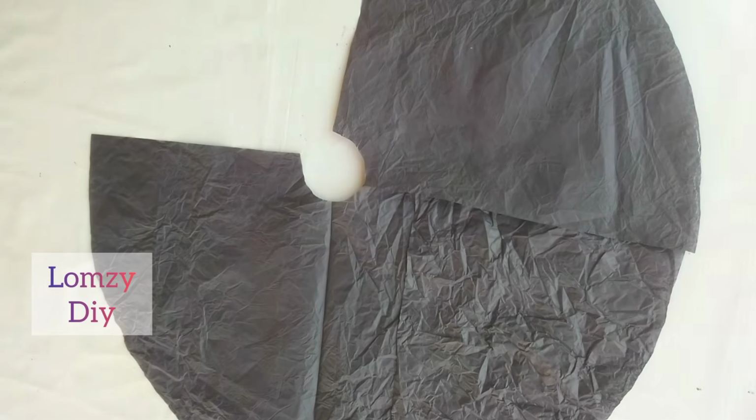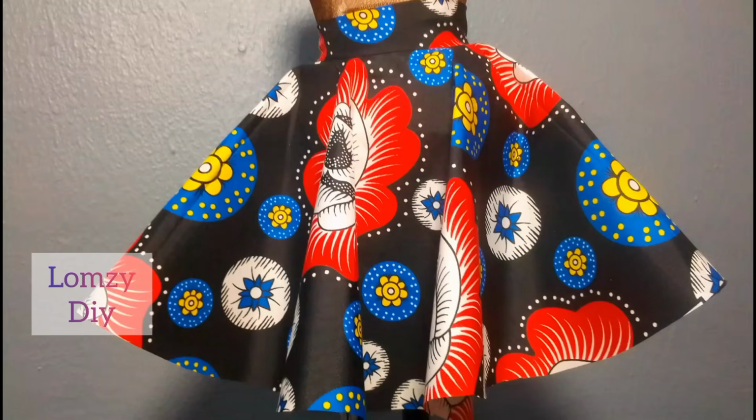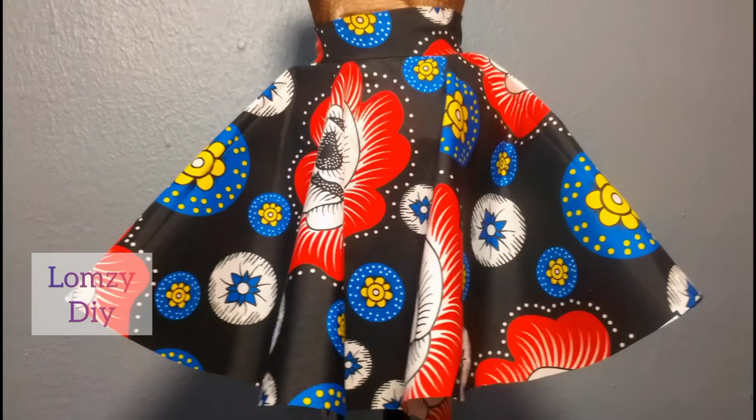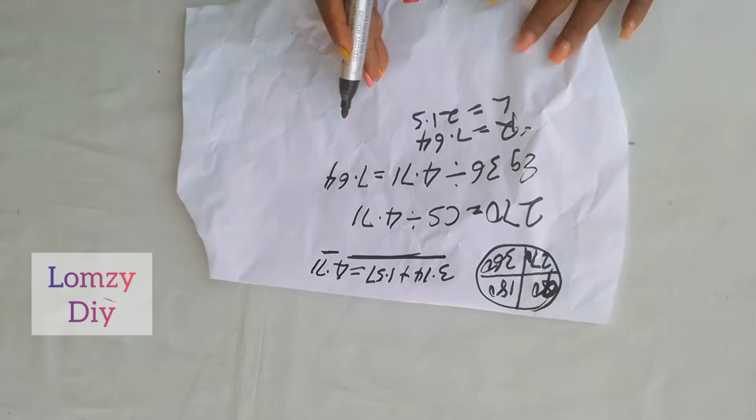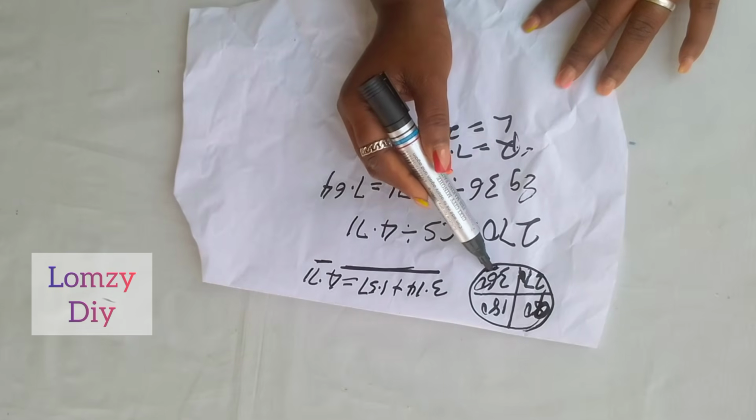So I'll go ahead and cut this out on the fabric. So this is how it's looking. Next, we're going to go over to 360 degree peplum. So we're working on this now.